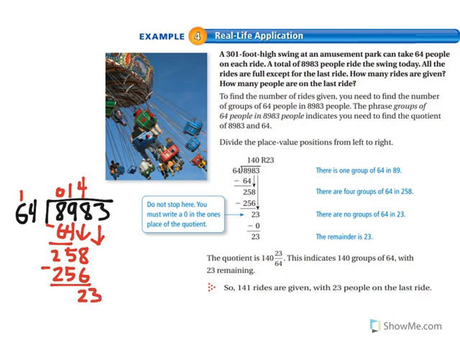Now this is a little confusing because you're thinking, well, 23 can't be divided by 64. We're done. That's not the remainder because I still have this empty space above the 3. So how many times can you have 64 go into 23? That's 0. So I'm going to put a 0 here. 0 times 64 is 0. 23 minus 0 is 23. This is the remainder.